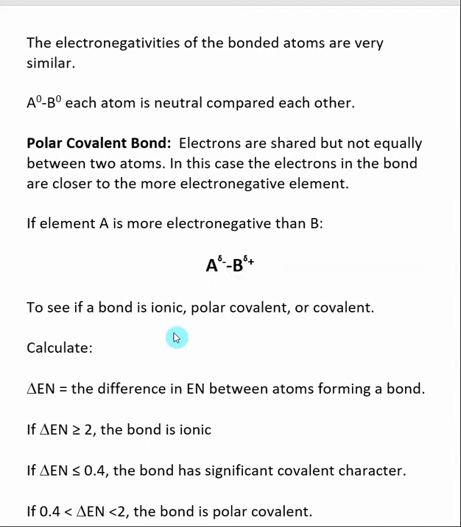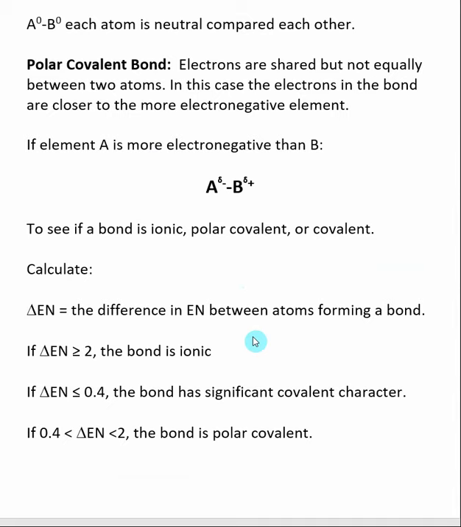To be able to formally tell which one of these three types of bonds is going on between the atoms, ionic, polar covalent, or covalent, what you can do is look at the difference in electronegativity between the atoms forming the bond. These are just constants that you can look up. They typically have periodic tables where they show the electronegativity of the elements. If the difference in the electronegativity between the two atoms involved in the bond is very large, in this case greater than or equal to 2, the bond is ionic. So large differences in electronegativity tend to create ionic bonds.